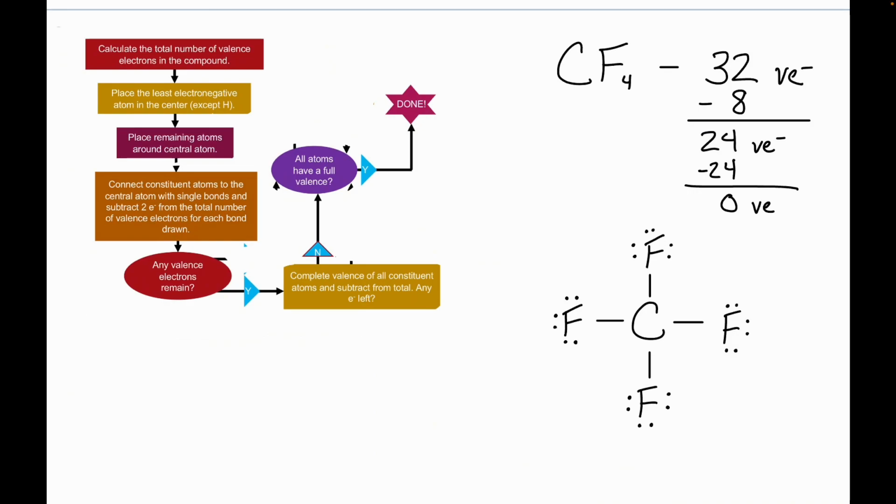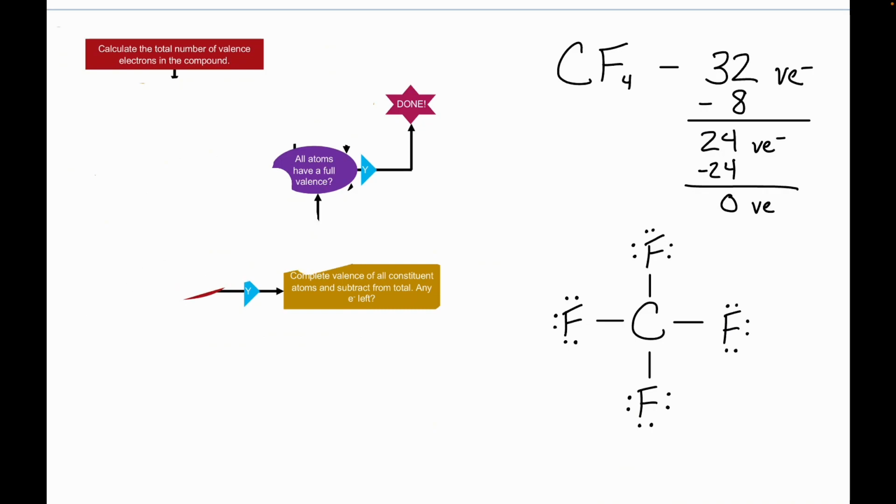Okay, so put down your central atom. You connect everything on the outside to that central atom. If you have any electrons left over, what are you going to do with them? The first thing we're going to do is make sure that everybody on the outside is happy. Complete the octet of all your constituent atoms. All right. Again, going to bump it up in complexity a little bit.